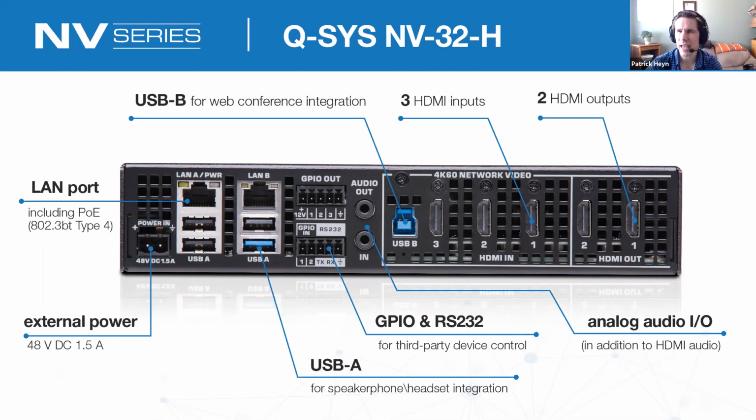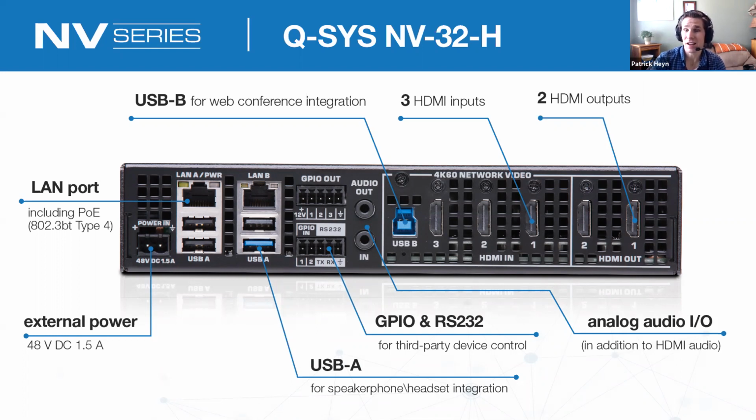Let's take a look at what we have on the back in terms of I/O. Three HDMI inputs, and you're able to load as many as three HDMI streams at 1080p, or one of those at 4K. And two HDMI outputs. So if you're running at 1080, you can stream multiple streams at the same time, which we'll cover in a couple of later slides.